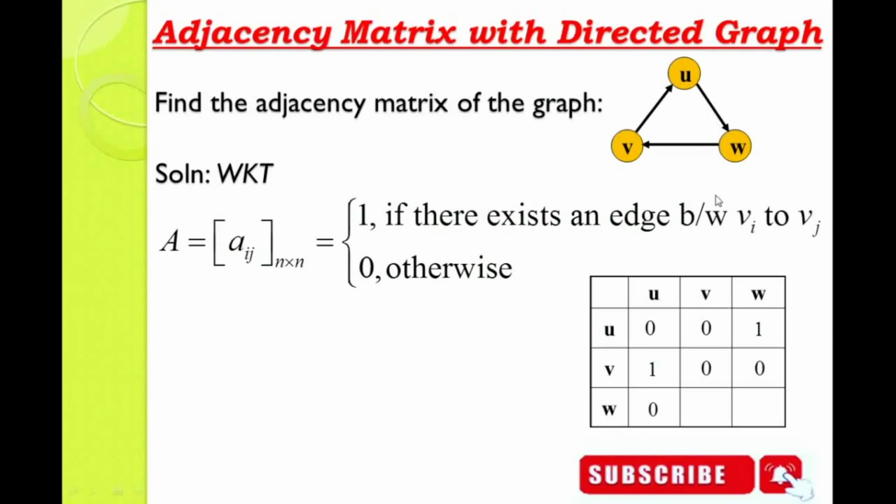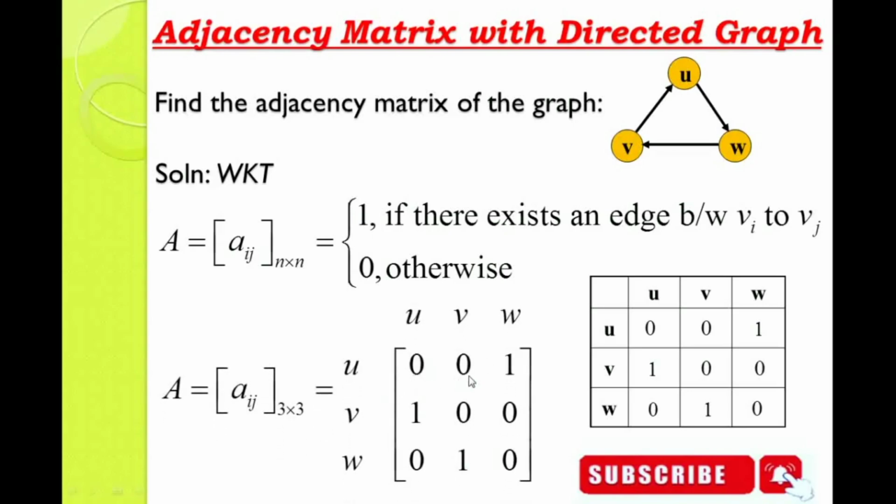Next, W to V. W to V, one edge is there. It starts from W, the ending point is V. So we assign the value 1. What about W to W? That is called a self loop. There is no edge between W to W. So we say 0. Therefore, it is called the adjacency matrix with a directed graph. So hence A equal to 0 0 1, 1 0 0, 0 1 0. Okay. So we consider both rows and columns as vertices only. And also it is a 3 by 3 matrix. Okay.